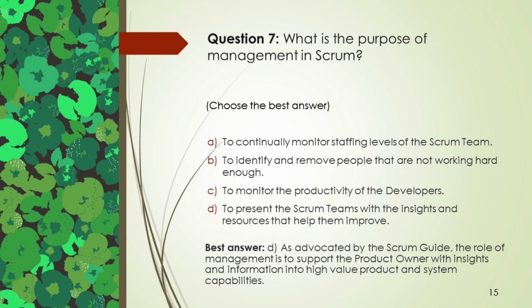Best answer, D. As advocated by the Scrum Guide, the role of management is to support the product owner with insights and information into high-value product and system capabilities.